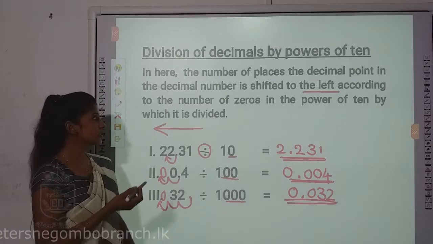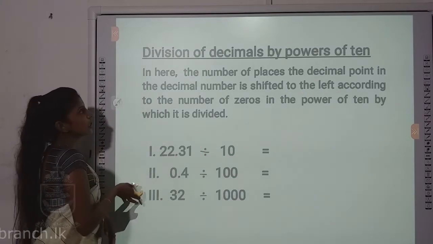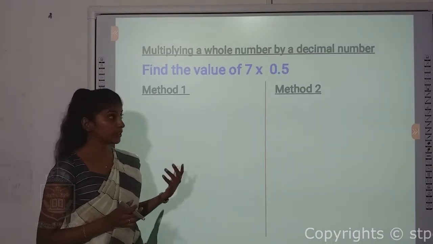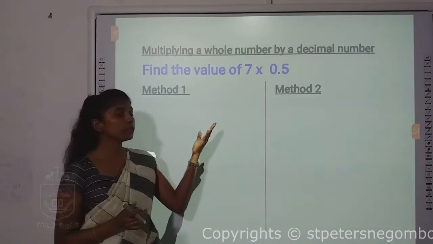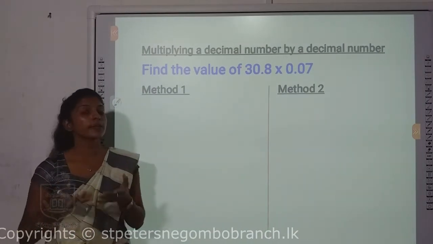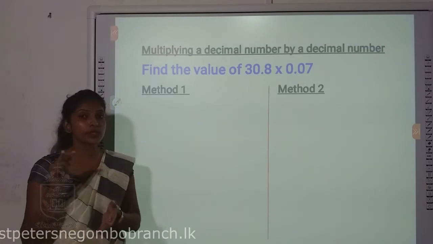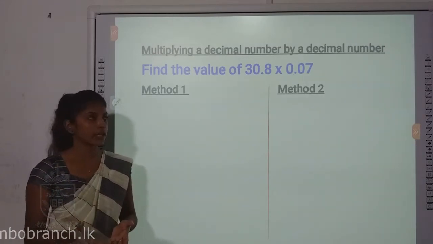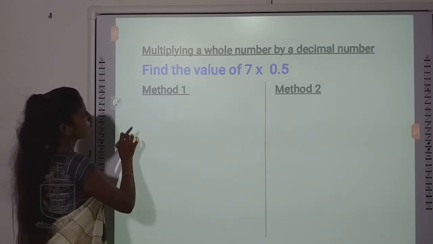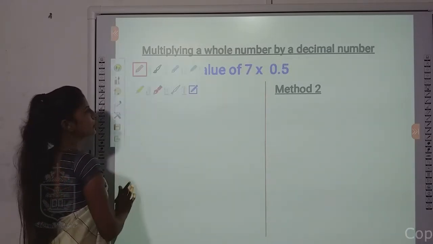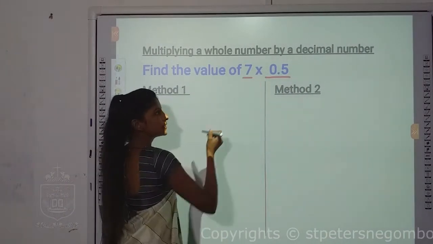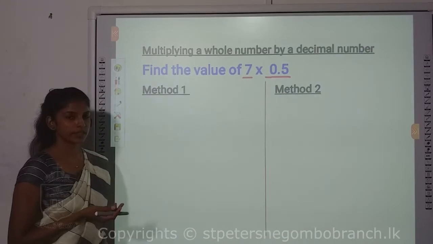Okay, now we are going to see multiplication and the division of decimal numbers by a whole number. Now you don't have powers of 10. Previous ones we had powers of 10, so it's easy for us to count the zeros and then multiply. But here look at the two values. One is a decimal and the other one is a whole number. You don't have powers of 10.